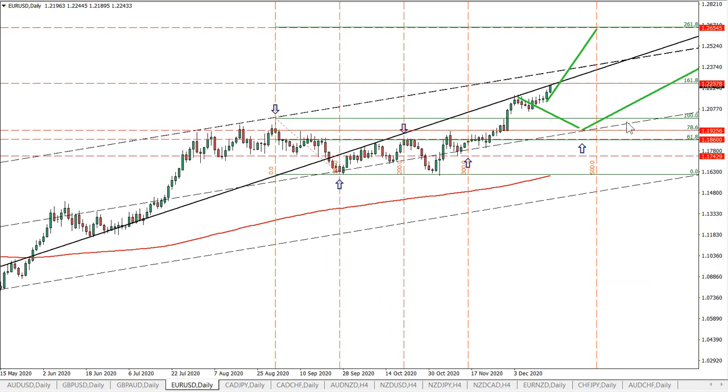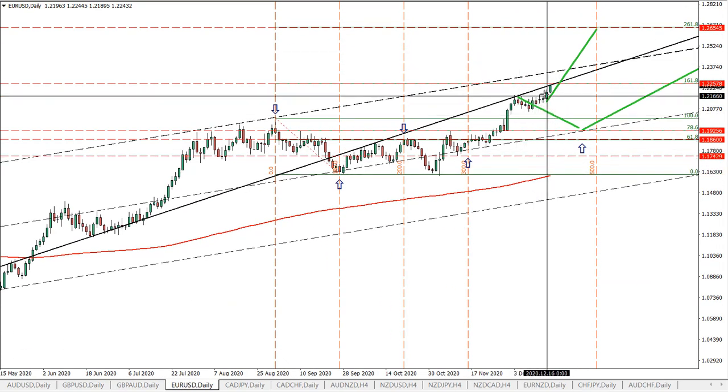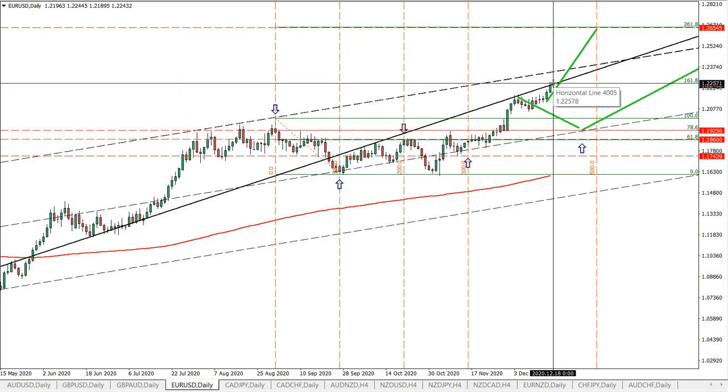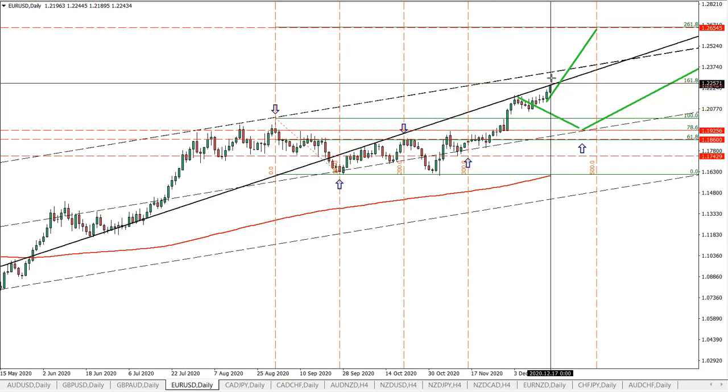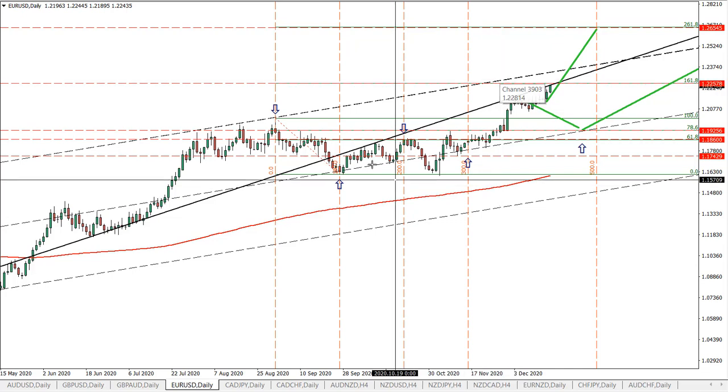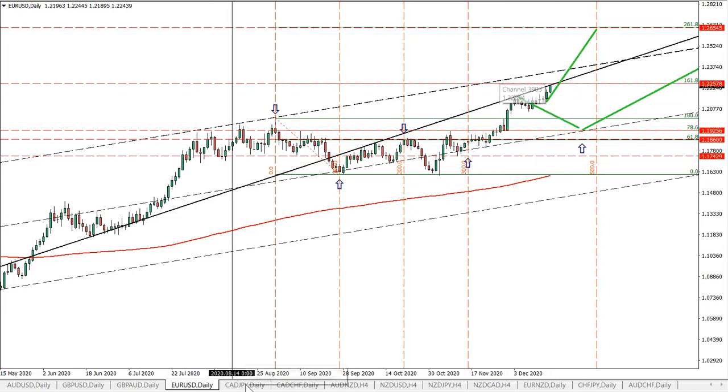The euro dollar, yes, expecting the uptrend to continue. So we are likely to have maybe some resistance at 122.57, but maybe it will be just a clean break above and then price will continue going up. So yeah, very strong uptrend.